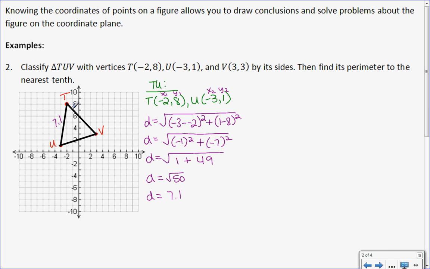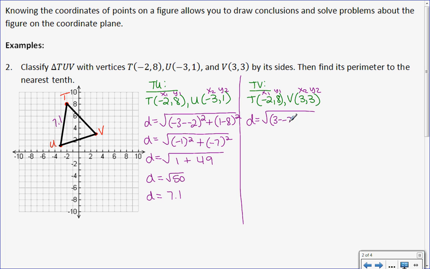Now let's find the distance from T to V. So from point T at negative 2, 8 to point V at 3, 3. And once again, we'll label our points x1, y1, and x2, y2. Alright, and we'll stick those in the distance formula. So x2 minus x1, 3 minus negative 2, squared, plus y2 minus y1, 3 minus 8, squared.